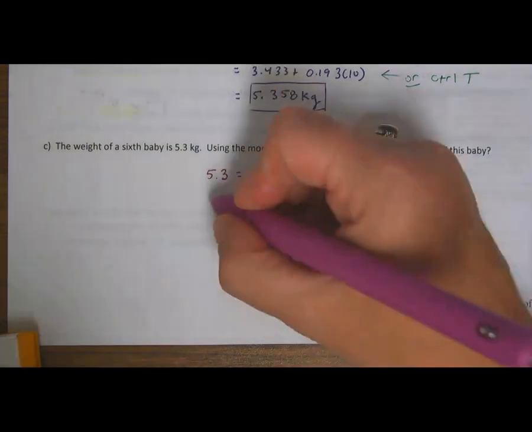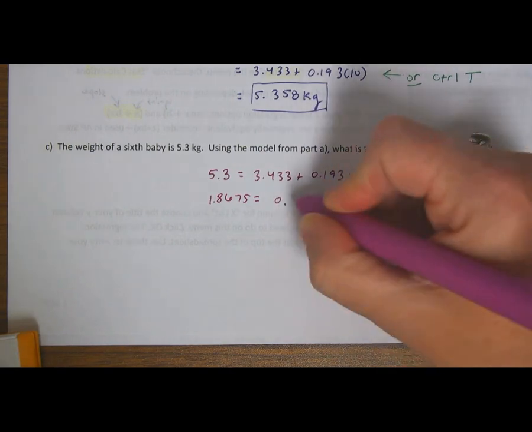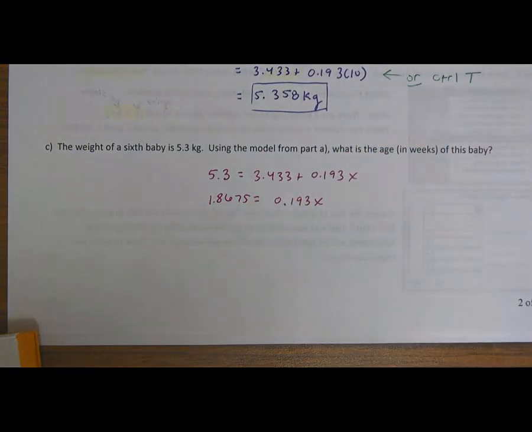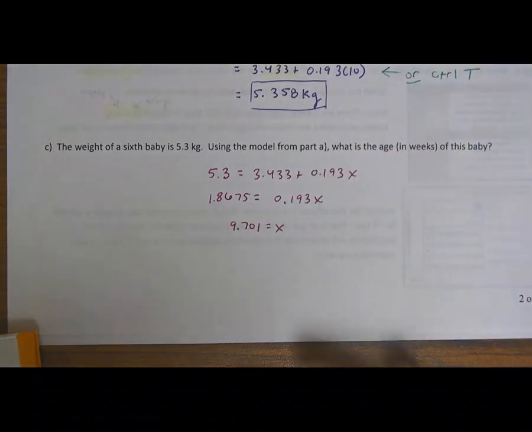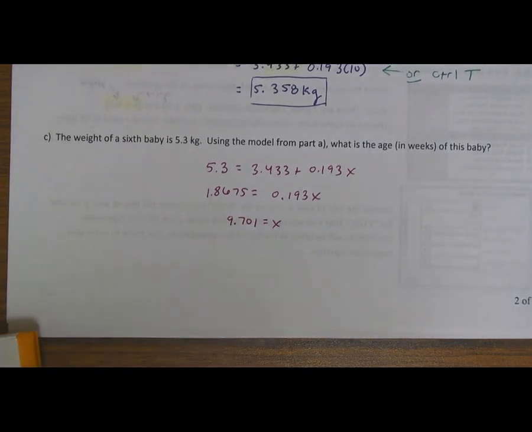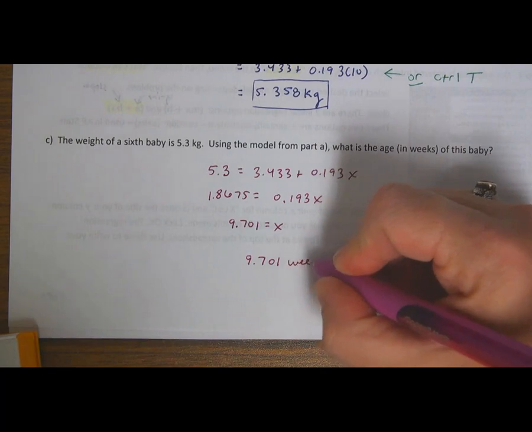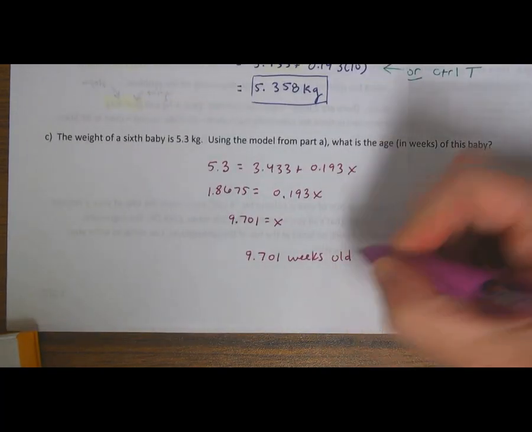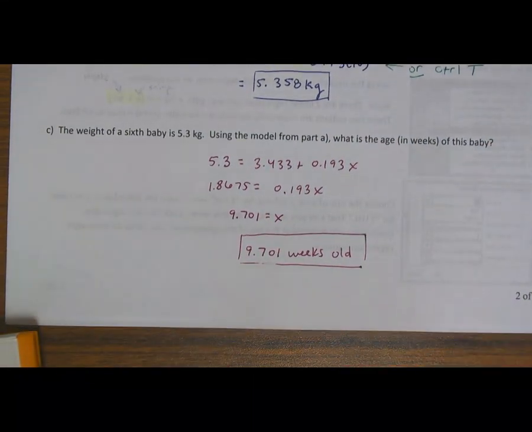So subtract. And then divide. And we would predict that if a sixth baby weighs 5.3 kilograms, they would be about 9.7 weeks old. I'm going to do 9.701 weeks old. And putting your units on there just helps you make sense of what you just found.